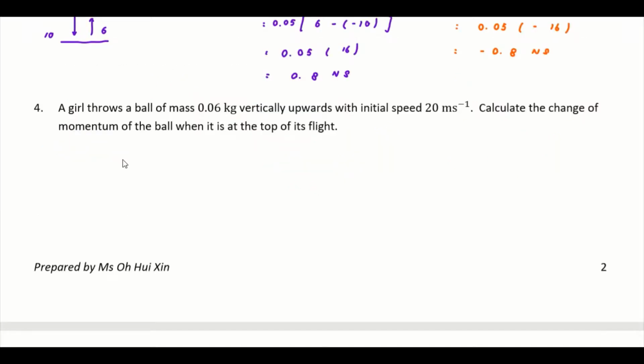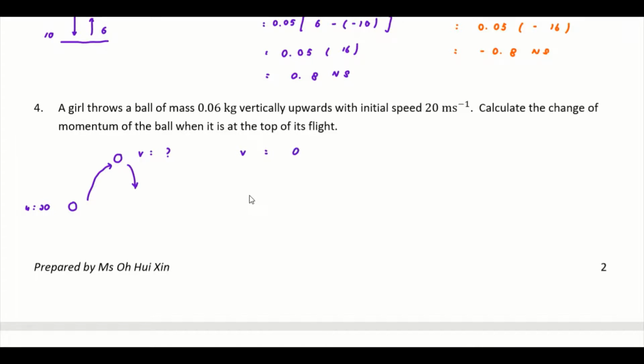All right, question 4. A girl throws a ball of mass 0.06 kg vertically upwards with initial speed of 20 meter per second. So that's this ball, thrown vertically upwards with initial velocity 20. Calculate the change of the momentum of the ball when it's at the top of its flight. Maybe it flies like this, then it drops down, right? So we need to find the final velocity here.